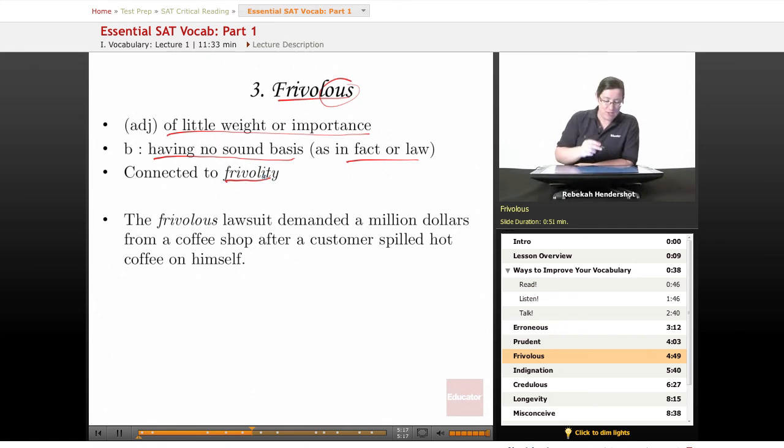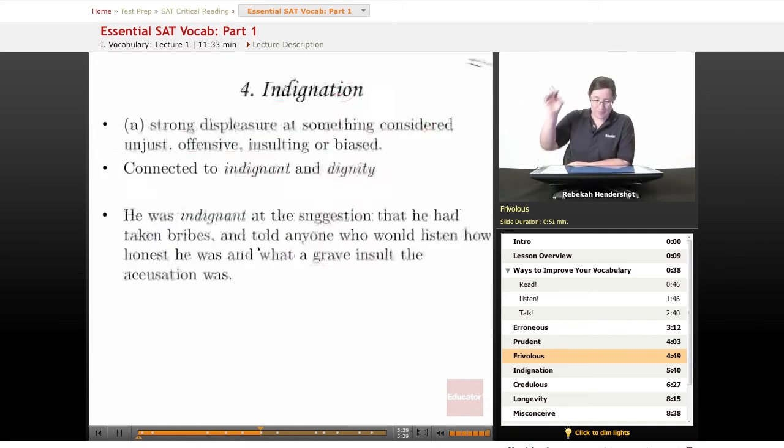Our example sentence: the frivolous lawsuit demanded $1 million from a coffee shop after a customer spilled hot coffee on himself. This is, of course, a silly lawsuit since it's assumed if you're going to buy a cup of coffee, you can at least handle holding a cup and not spilling on yourself. But instead, you sue the coffee shop. It's kind of frivolous, it's silly, it's ridiculous, and it doesn't have a sound basis. So when you see frivolous, think of people suing over coffee.